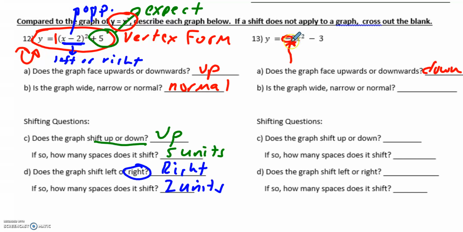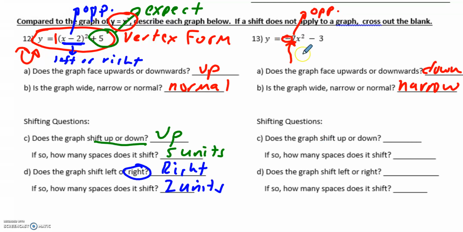I'm thinking about that the whole graph is being multiplied by 7. So your gut thinks, well, if I'm multiplying by 7, the parabola should get bigger, but again, this number is again opposite of what you'd think. So it's not going to get wider, this graph is going to get more narrow.